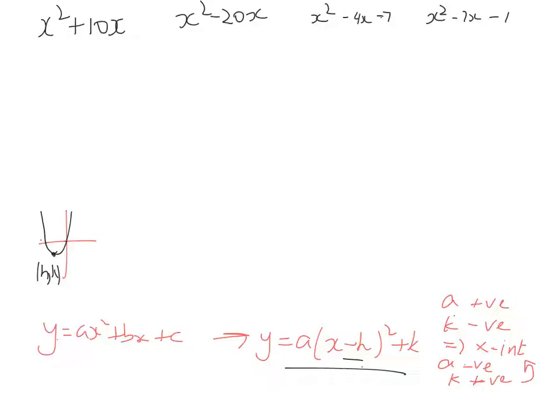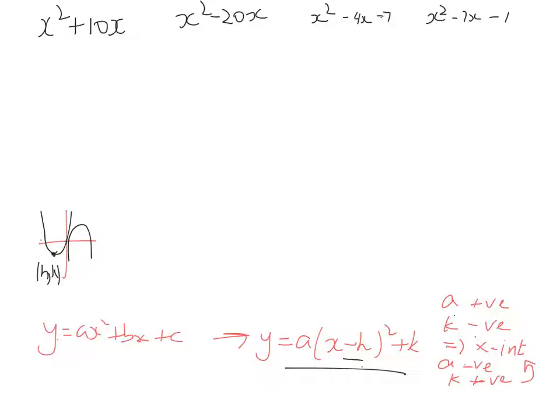Basically, if A is positive and K is negative, we have an x-intercept, and the graph will look like what we've got here. If A is negative and K is positive, then our graph will do that. So that's how we know if we've got x-intercepts. If they're both positive or they're both negative, we don't have any x-intercepts. Okay, on to the examples.